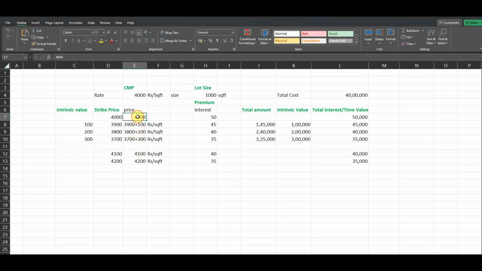From the calls perspective, the current market price is 4,000. So in options, this 4,000 is called ATM, that is at the money. And the strike price which is nearest to at the money is called ITM, that is in the money. So 3,900, 800, 700, these are all called in the money, that is ITM. Now 4,100 and 200, which are above 4,000, are called out of the money, that is OTM.